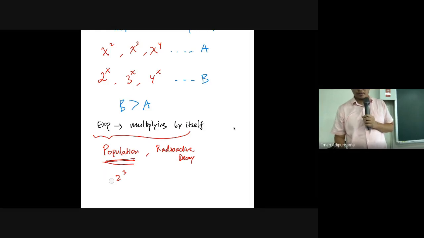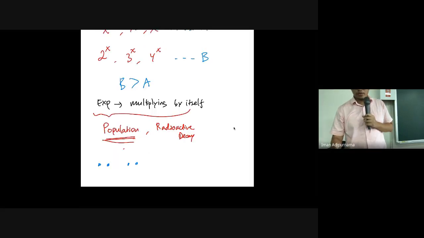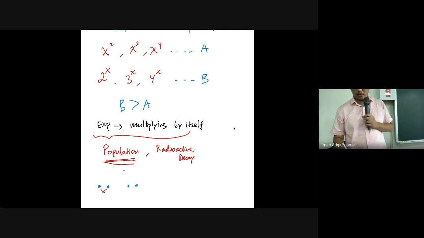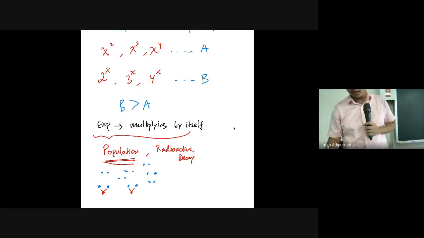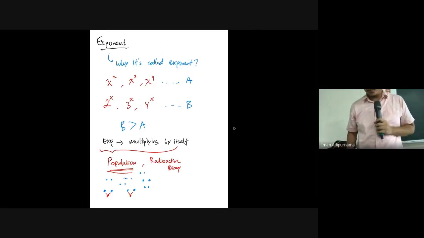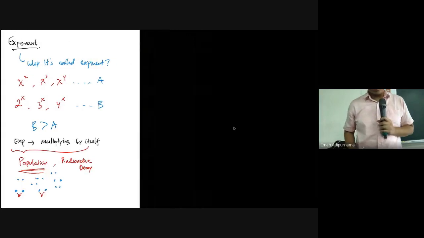Like for example, you have two couples, and they have children. The more couples you have, the total population will get larger and larger, like an exponent. That's the population, and it is making sense. So first we need to know the exponent itself.